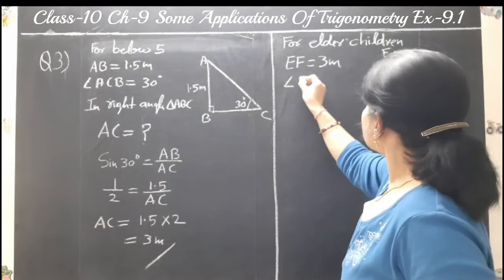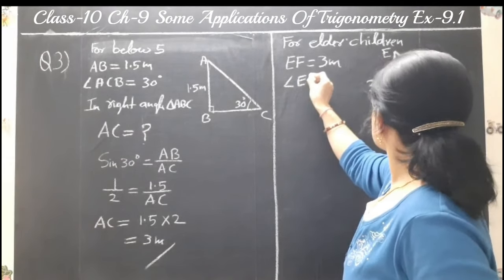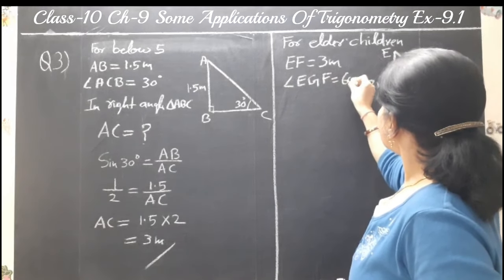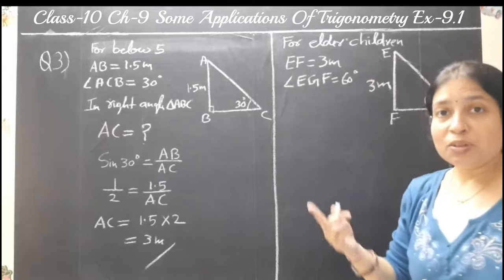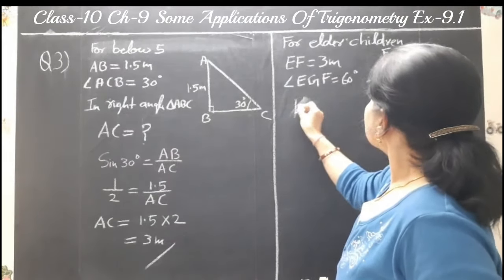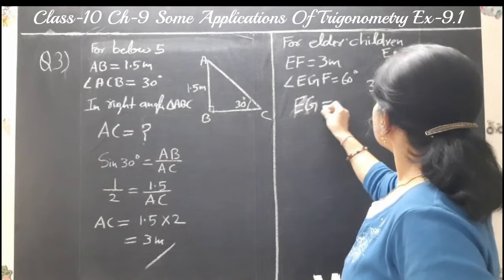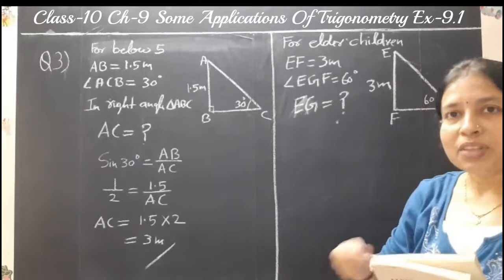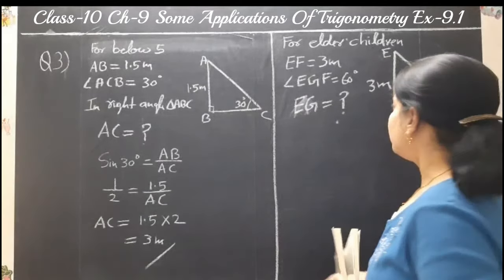So write here angle EGF is equal to 60 degree. And what we have to find out? Yes, here we have to find out EG. EG is equal to length of the slide. EG will be length of the slide.